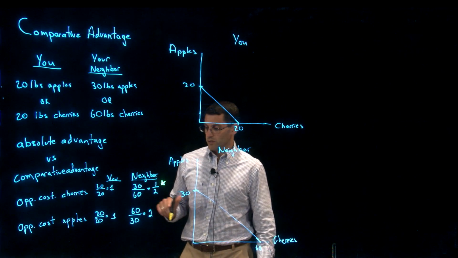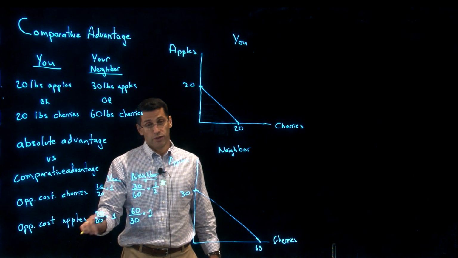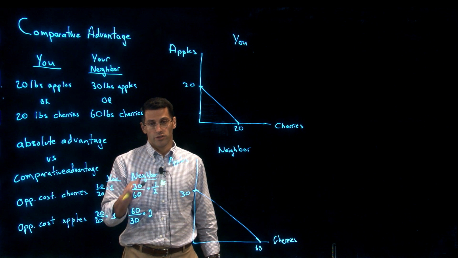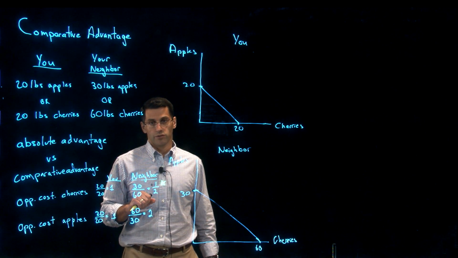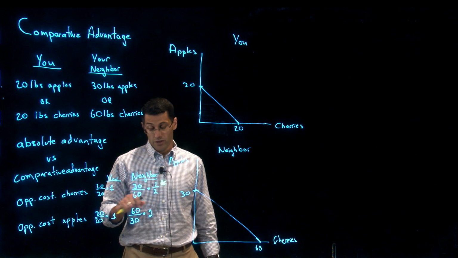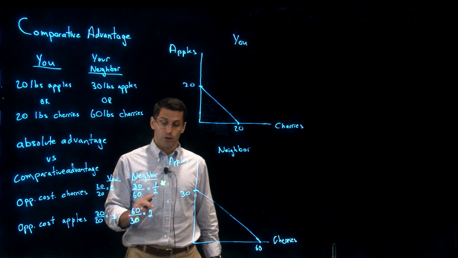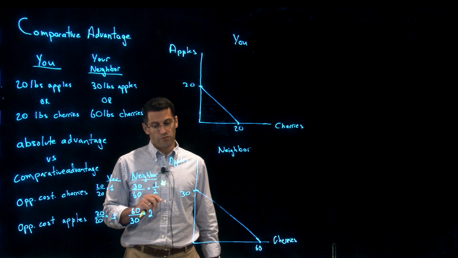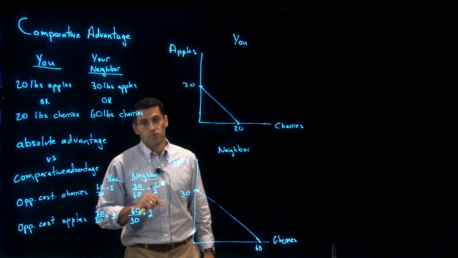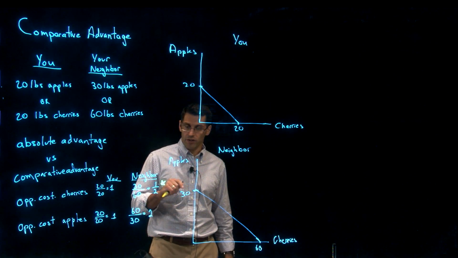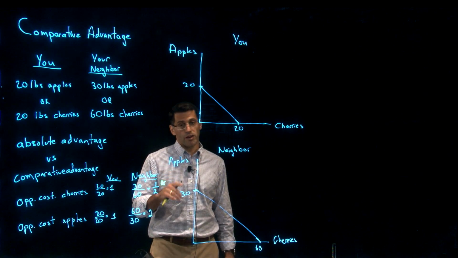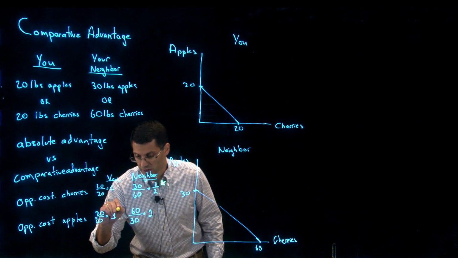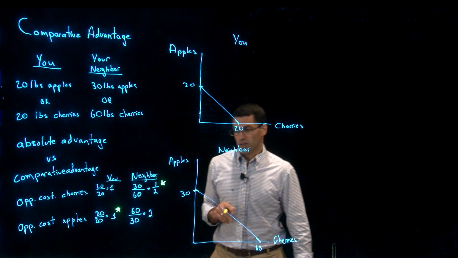On the other hand, your opportunity cost of picking apples is 1 pound of cherries per pound of apples, while your neighbor has to give up 2 pounds of cherries whenever she wants to pick an additional pound of apples. You have the lower opportunity cost of picking apples, so we say that you have the comparative advantage in picking apples.